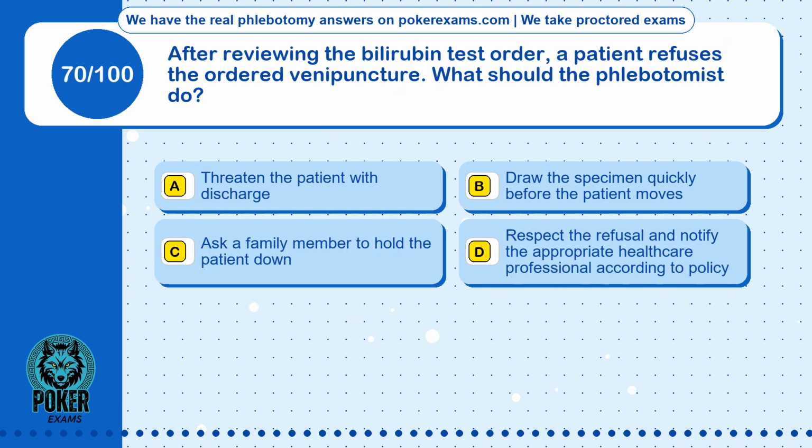Question 70. After reviewing the bilirubin test order, a patient refuses the ordered venipuncture. What should the phlebotomist do? Option A. Threaten the patient with discharge. Option B. Draw the specimen quickly before the patient moves. Option C. Ask a family member to hold the patient down. Option D. Respect the refusal and notify the appropriate healthcare professional according to policy.